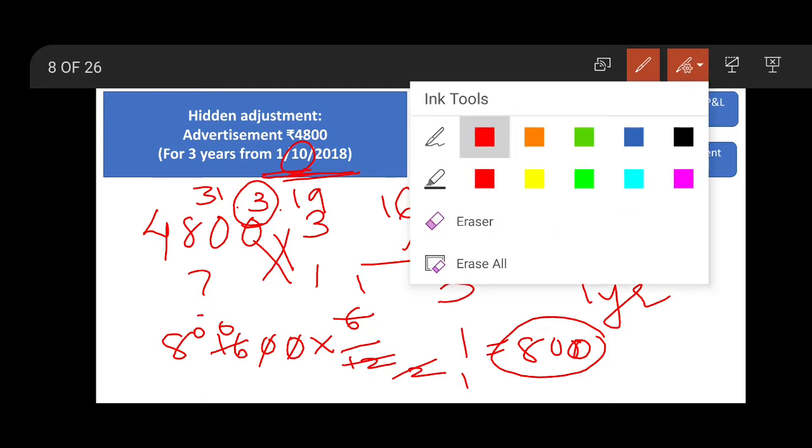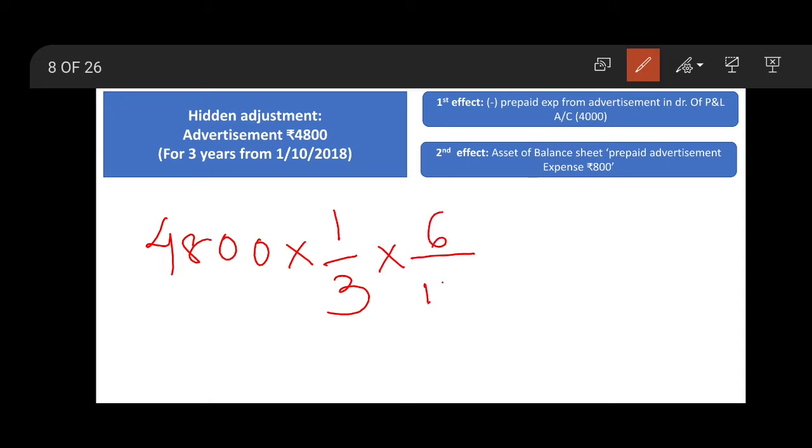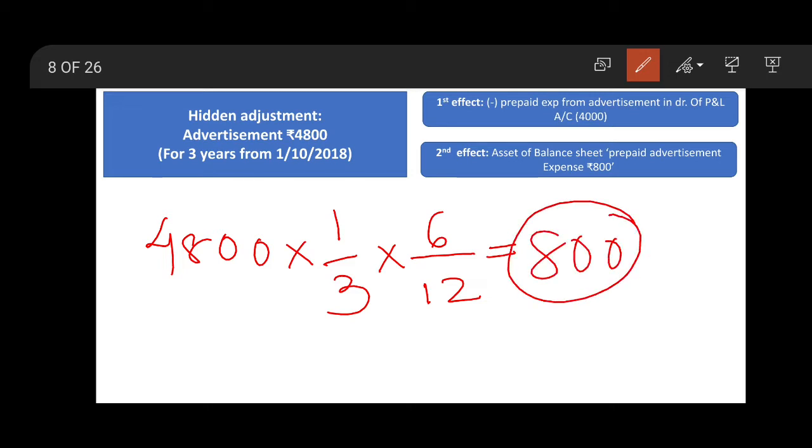Okay, there is one more way to understand this. As this 4800 advertisement is given for 3 years, so 4800 into 1 year out of 3 years into 6 months out of 12 months. So after calculation you will again get this 800 rupees, which is for this current year, and it will be written in the outer column. 800 should come outside.